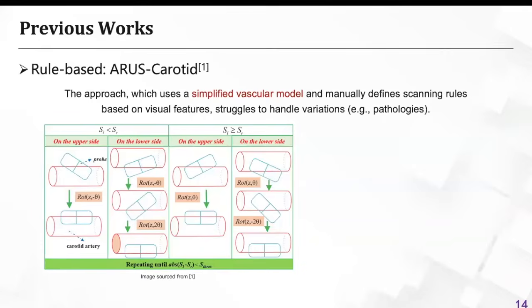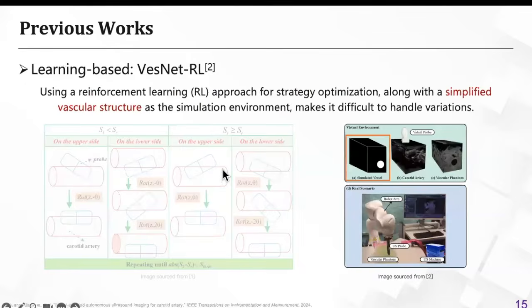We are not the first to work on carotid artery scanning. One category of existing work is rule-based methods. A typical work I present here treats the vessels as simple tubes and manually defines adjustment strategies based on the image features from different probe angles. But this approach fails to generalize because it doesn't account for the real-world variation in vessels. Another category of work used reinforcement learning. However, it faced the same issues, being trained in a simulation with simplified vessel models, which also limits its real-world performance.